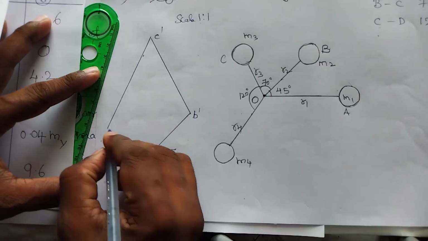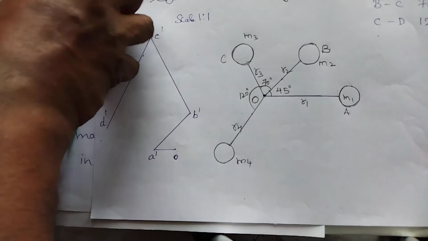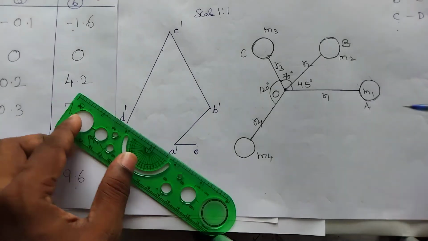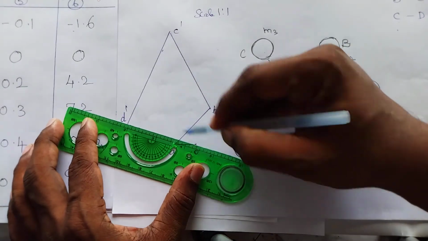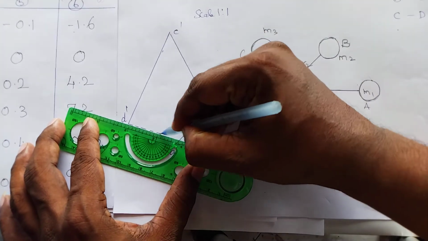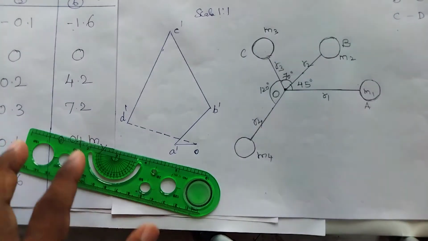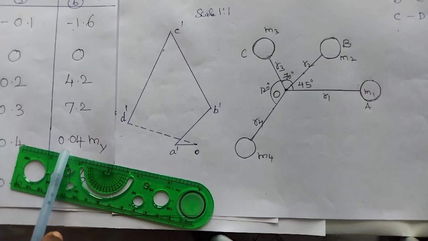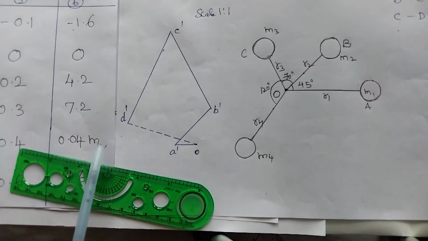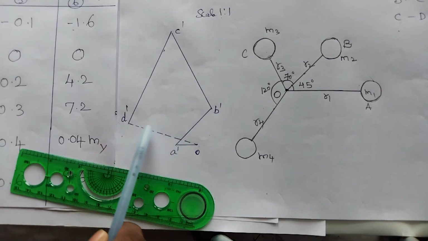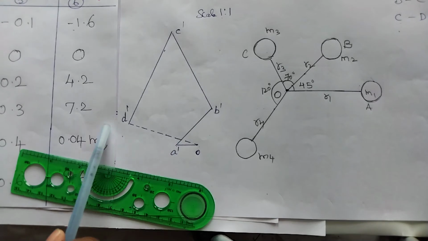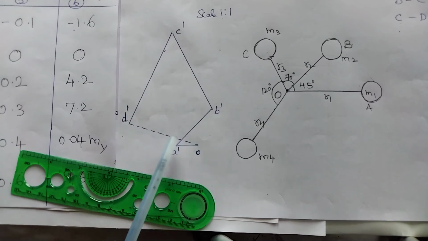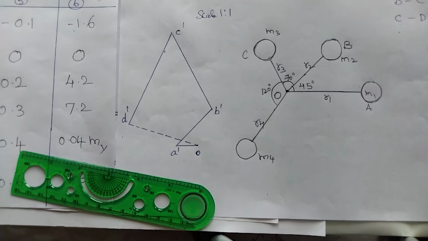This is D dash. Finally, what you have to do is close the polygon. So I am going to close the polygon like this. Now you can see the dash line. This will give the value for the y plane. This will give the angle. The angle at which the mass placed in the y plane will be taken from this D dash O point. So we have to consider this one.